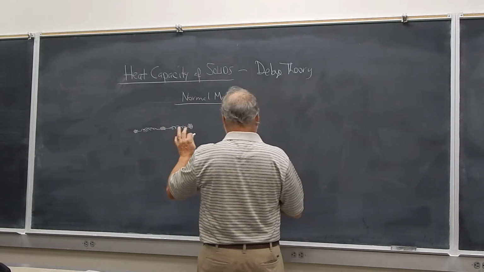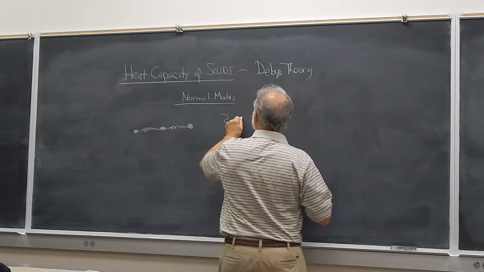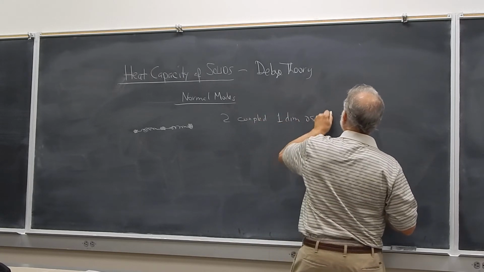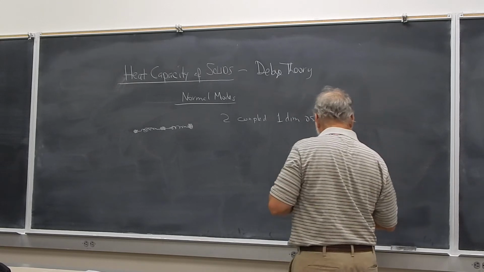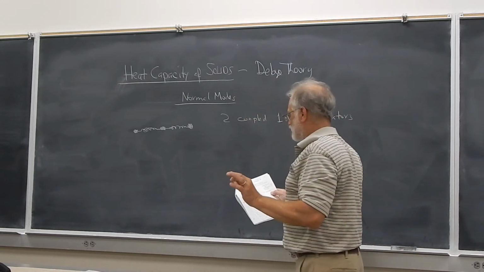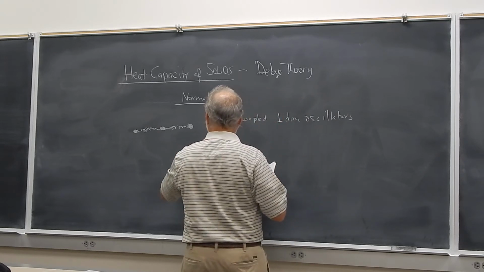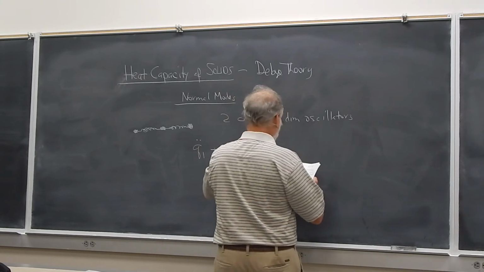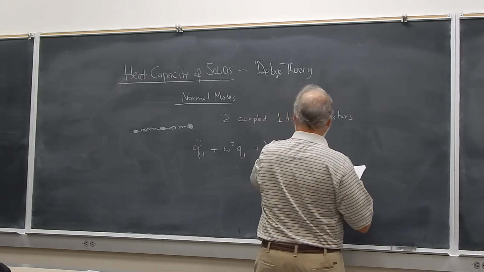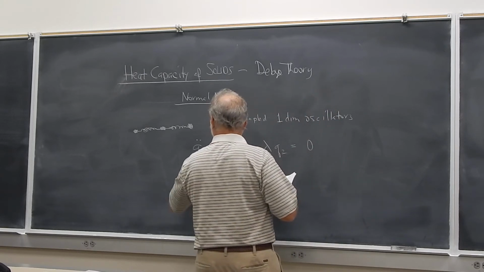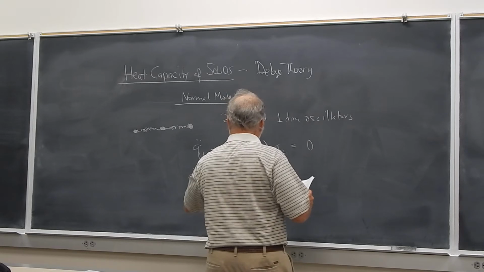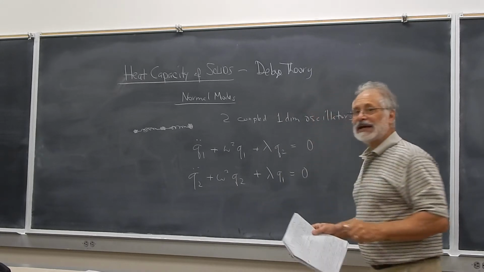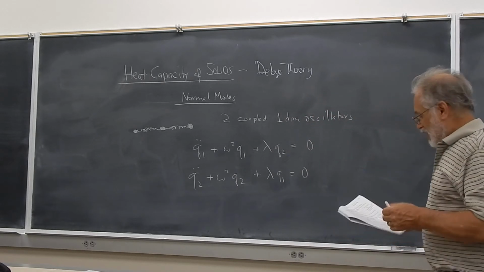And let's say we have a system of 2 coupled, one-dimensional oscillators. And they can be described by the following equations of motion. We use q for position: q1 double dot plus omega squared q1 plus lambda q2 is equal to 0. q2 double dot plus omega squared q2 plus lambda q1 is equal to 0. Lambda is the coupling constant between those oscillators.